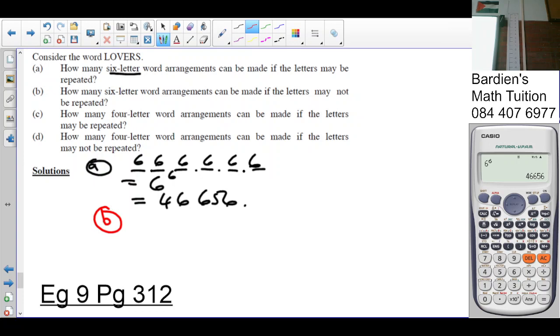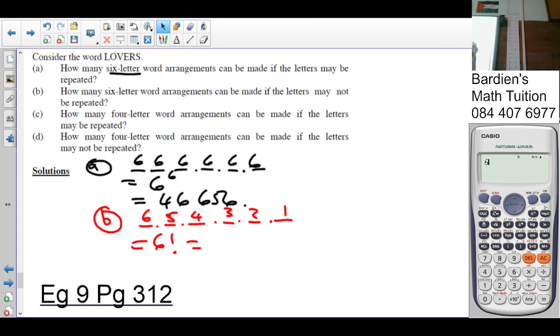Let's look at B. How many 6-letter word arrangements can be made if the letters may not be repeated? So again we have 6 bits. How many options do I have for the first? 6, then 5, 4, 3, 2, and 1. Which is simply 6 factorial. And 6 factorial is 720.